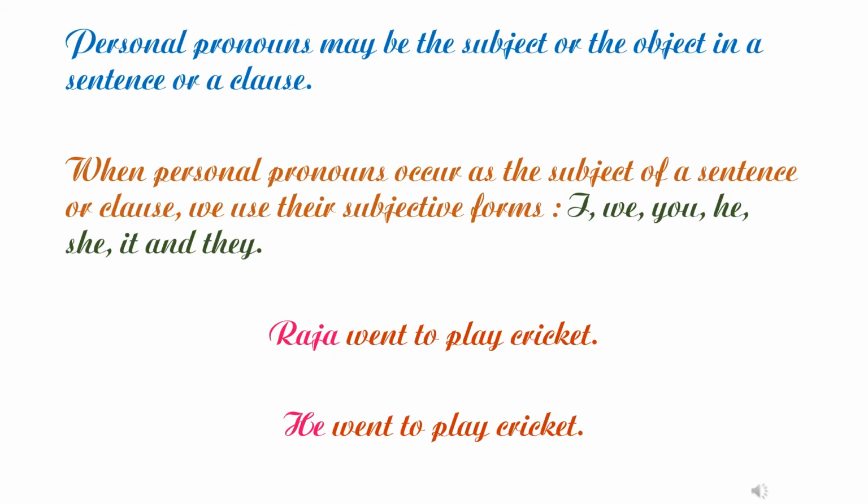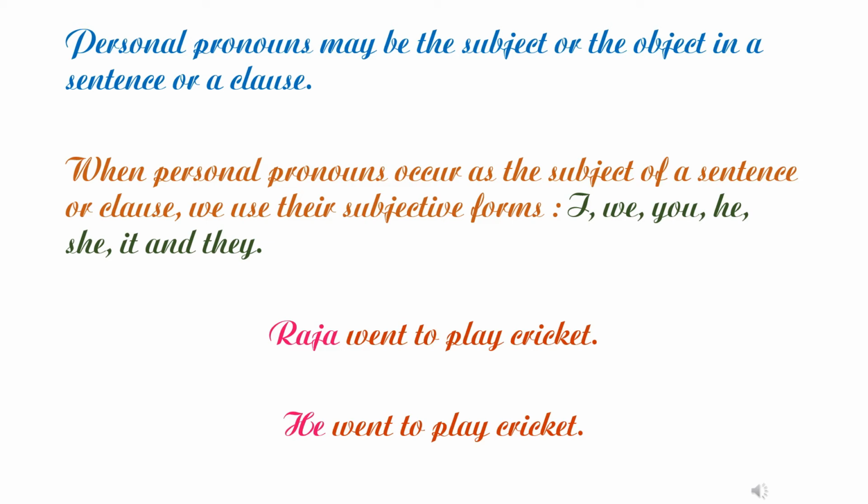A pronoun can be the subject as well as the object of a verb. Personal pronouns may be the subject or the object in a sentence or a clause. When personal pronouns occur as the subject of a sentence or clause, we use their subjective forms. They are I, we, you, he, she, it and they.